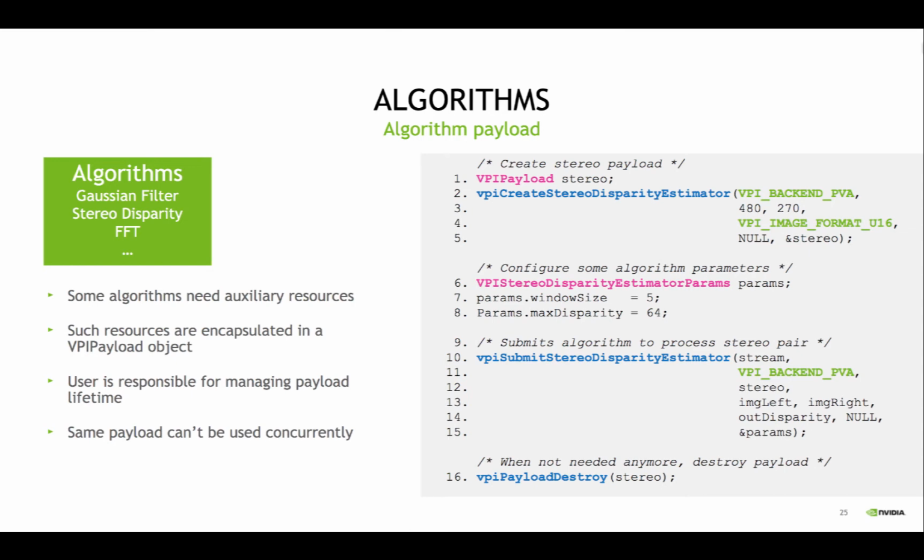Again, this submit call is asynchronous. Once we're certain that the processing has finished, and we'll see in a minute how it's done, we can destroy the payload. This will deallocate all auxiliary resources.